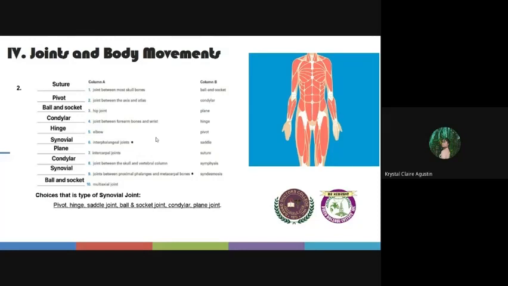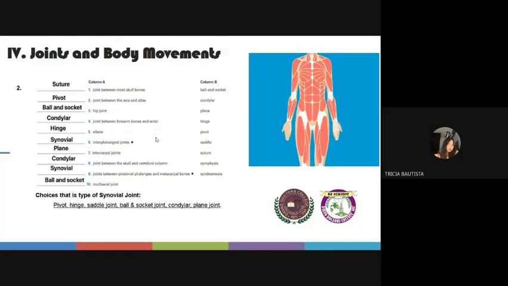So may I call on Miss Bautista to further discuss the continuation of joints and body movements, which is the type of joints part 2. We have number 1, joint between most skull's bones. It is the suture. Number 2, joint between the axis and atlas. It is the pivot.